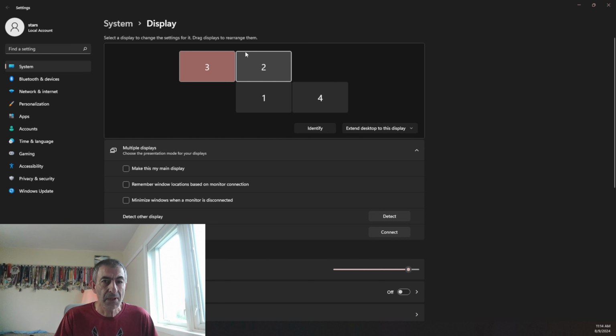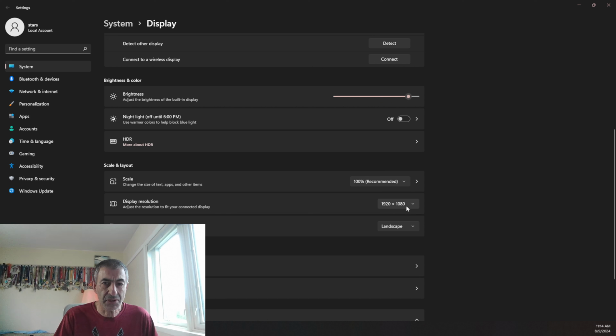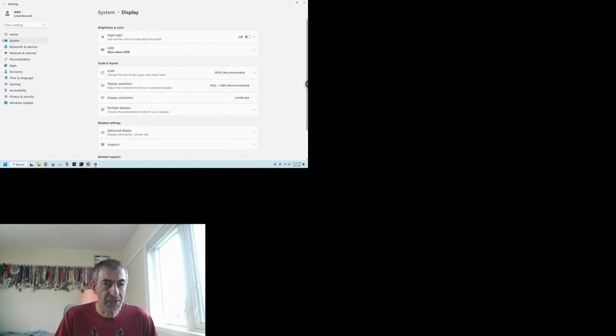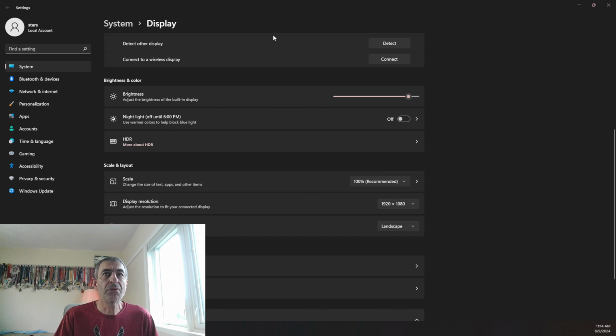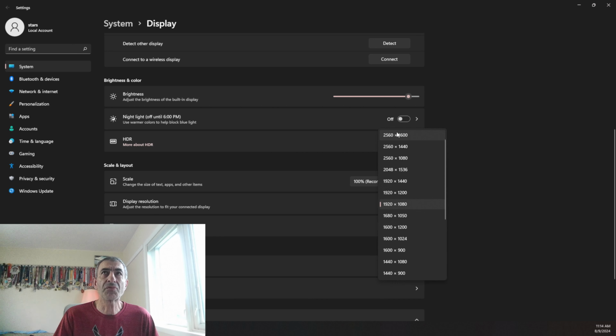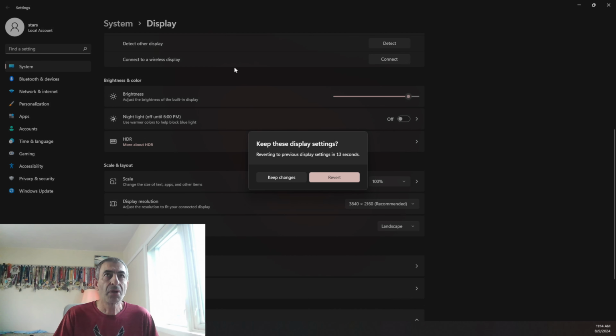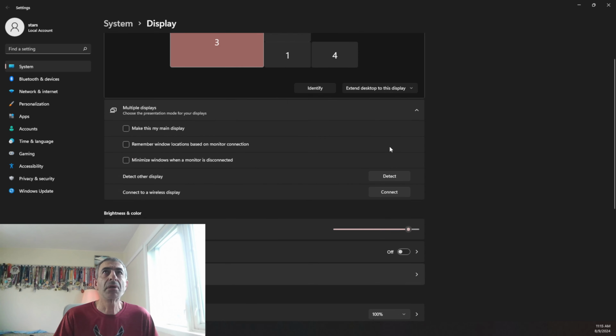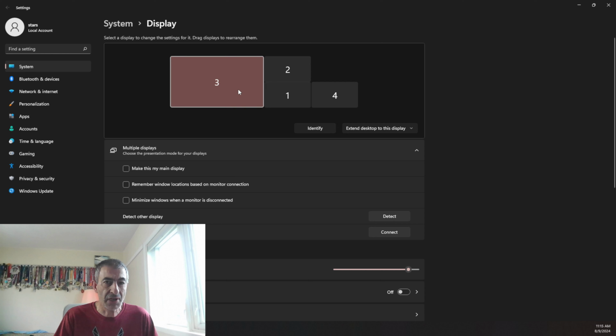It's a Scepter 27-inch, and right now it is showing that it is set up at 1920 by 1080. With it being at 1920 by 1080 allows me to show a very tiny display out there. So we're going to change that to the full resolution of the monitor, which is 3840 by 2160. Keep the changes, and now it shows the monitor as 4 times the size of the other monitors at 1920 by 1080.